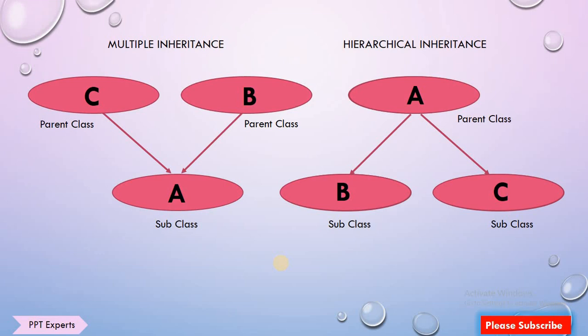Next we will see hierarchical inheritance. In hierarchical inheritance, one class shares its properties with different classes. Like here, parent class A's features are shared to subclass B and parent class A's features are shared to subclass C. So class B extends A and class C extends A. This is called hierarchical inheritance.